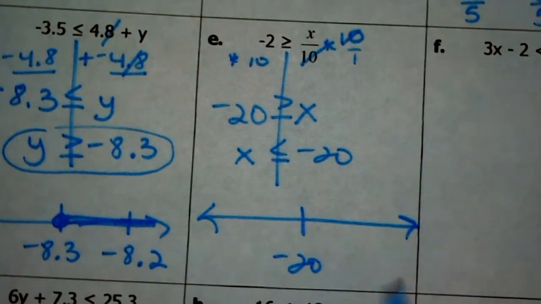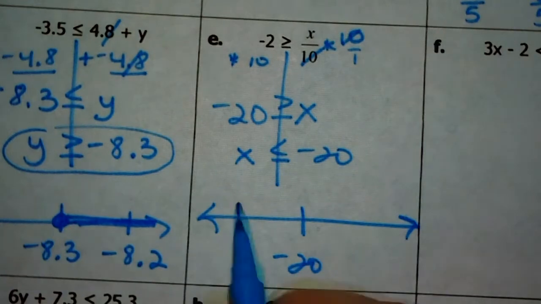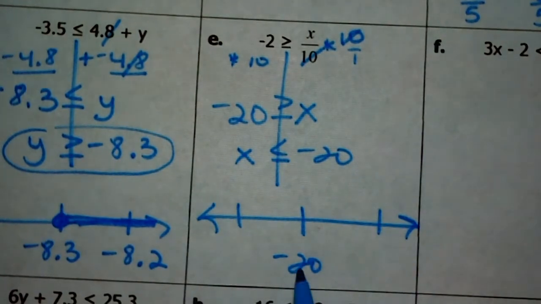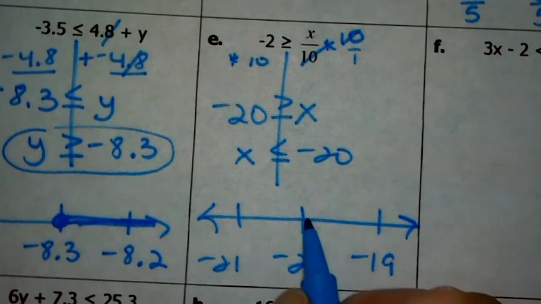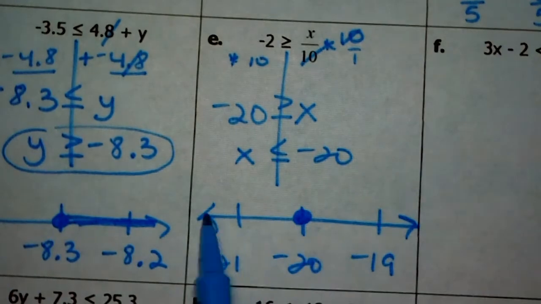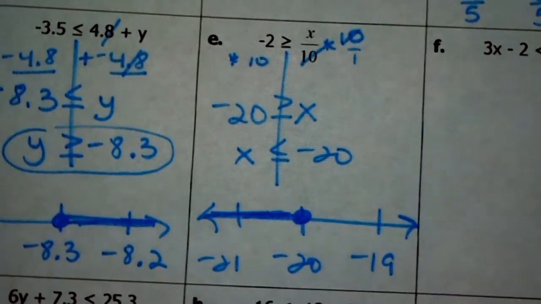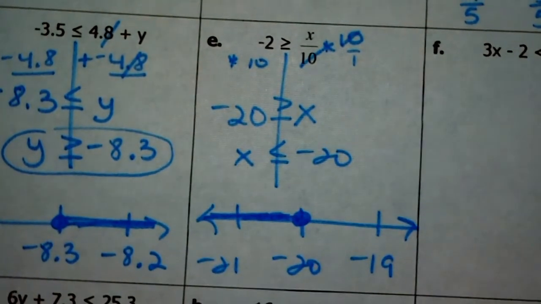Put negative 20 in the center, and count by whatever you want. I'm just going to count by ones again. So if you're looking at the number line, negative 21 is to the left, negative 19 is to the right. If x is less than or equal to, that would mean closed, and less means left. As long as your variable's on the left, then you can use that.